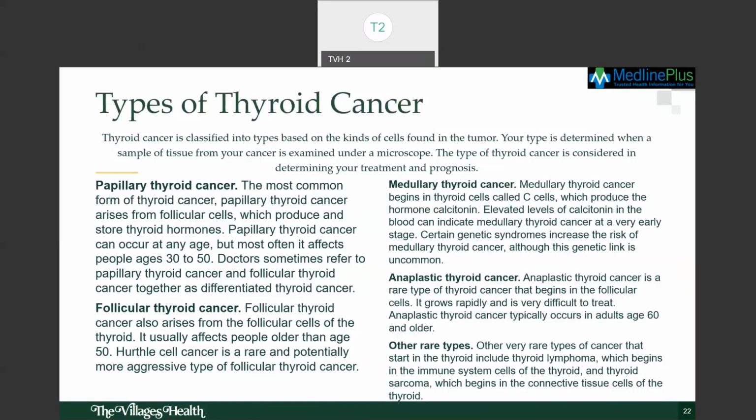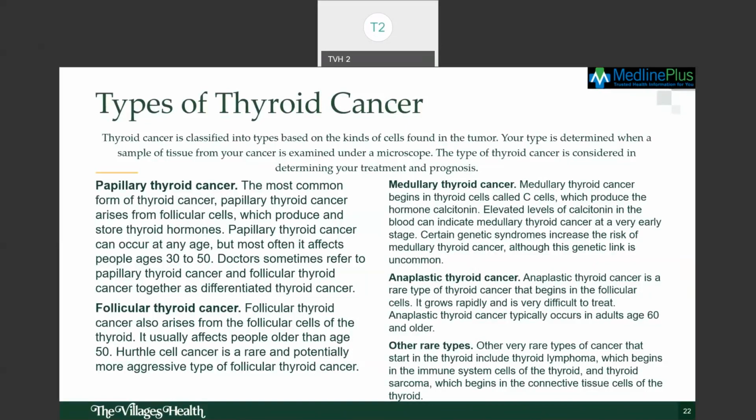Anaplastic thyroid cancer is a rare type of thyroid cancer that begins in the follicular cells. It actually grows very quickly and it's very difficult to treat. It usually occurs in adults, people over the age of 60. And then other rare types of cancer that start in the thyroid are thyroid lymphoma, which actually begins in the immune system cells of the thyroid. And thyroid sarcoma is another type, and it begins in the connective tissue cells of the thyroid.